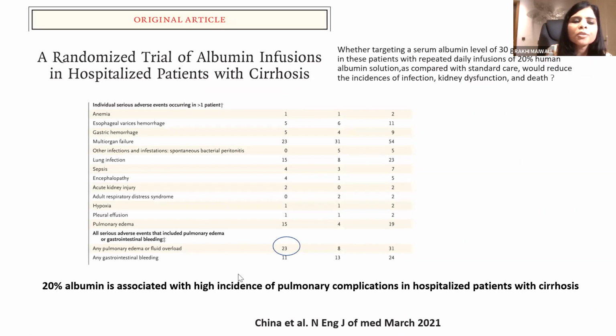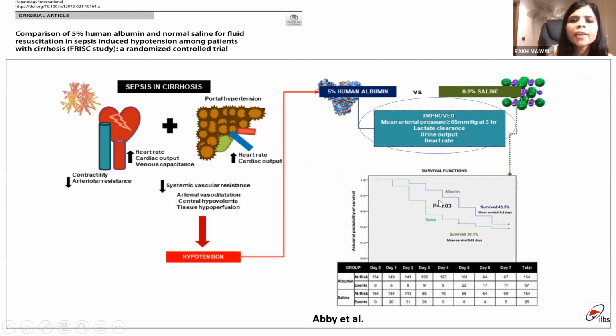And similar data was shown in this entire group of investigators, where they were targeting hospitalized patients with chronic liver disease, and they gave 20% albumin for improvement of kidney dysfunction and infections, and they found that even though there was no difference in the survival, the chances of pulmonary complications were much higher with 20% albumin. So we need to be very careful.